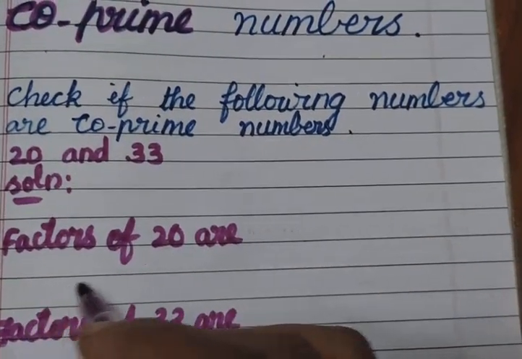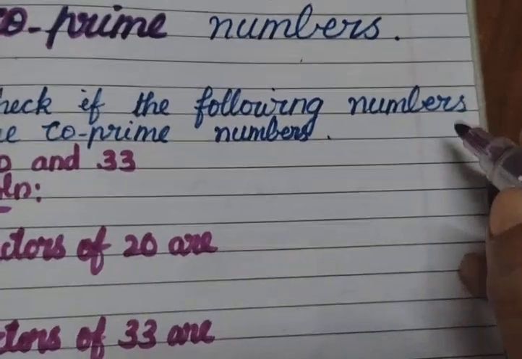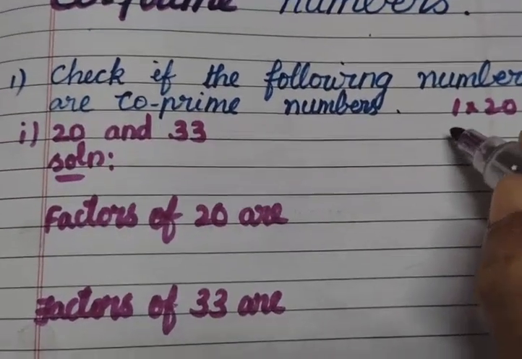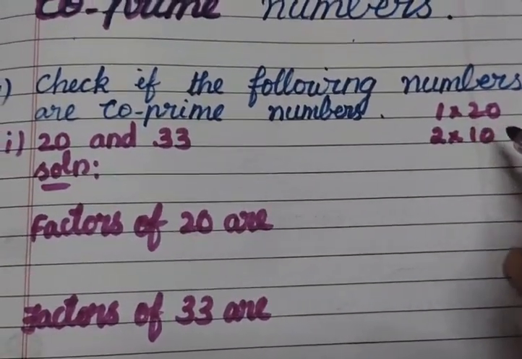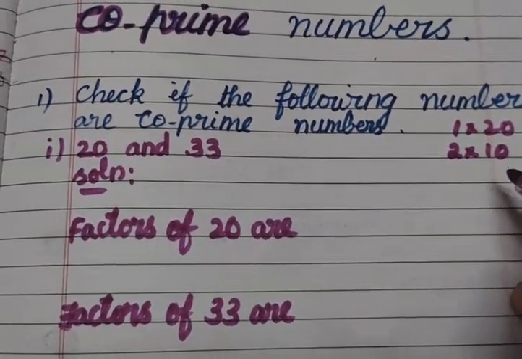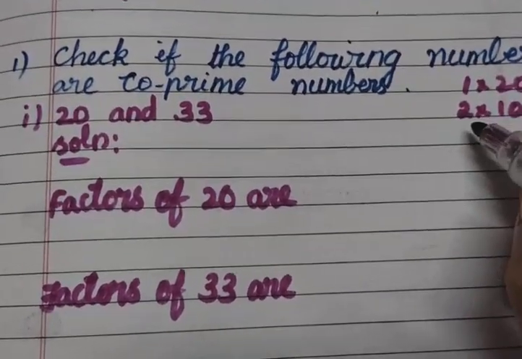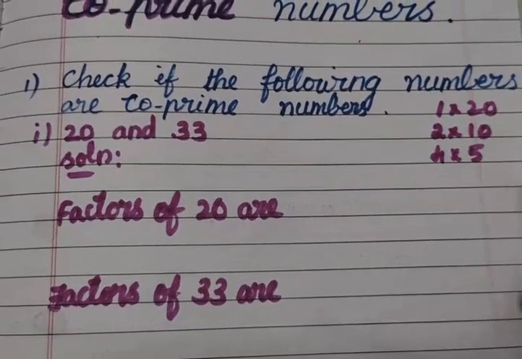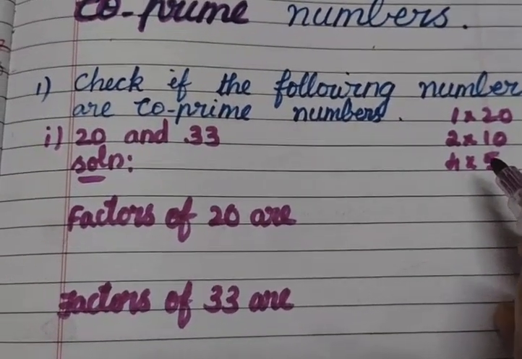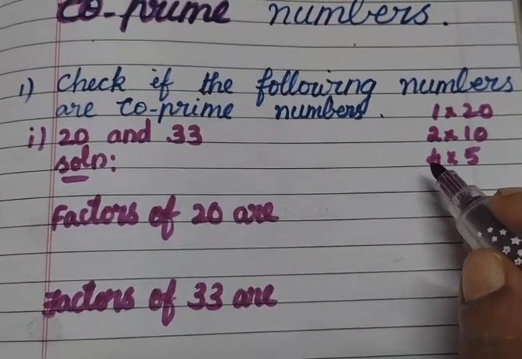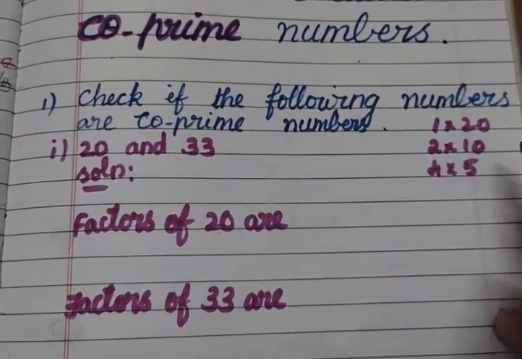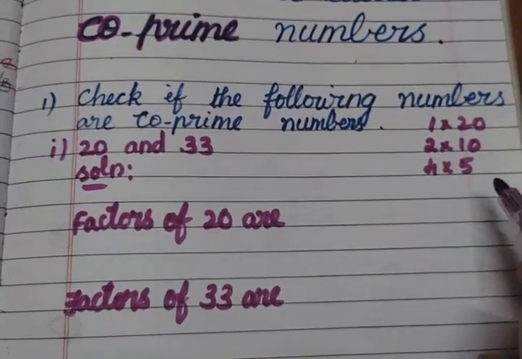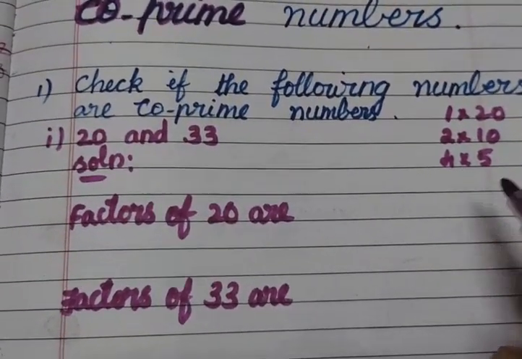First of all, we can write the factors of 20. What are the factors of 20? We know 1 into 20 is 20. Then in the second table also 20 is there, 2 tens are 20. Then in the third table 20 is not there. Then in the fourth table also 20 is there, 4 5s are 20. Then the fifth table also has 20, 5 4s are 20. Then the sixth table does not. So 1 into 20, 2 tens are 20, 4 5s are 20. So what are the factors of 20?